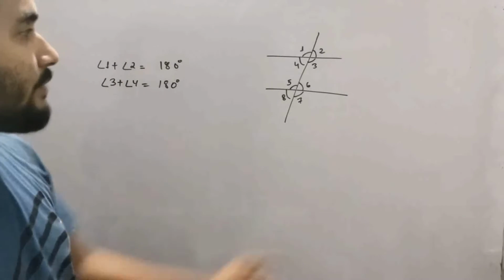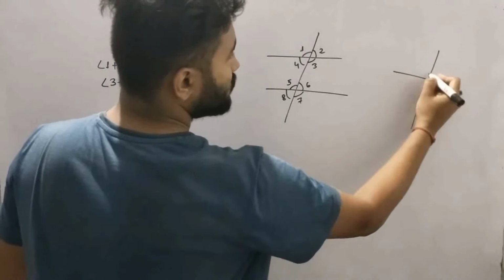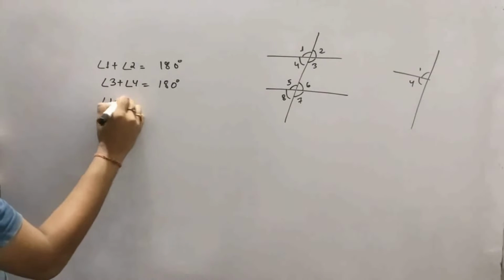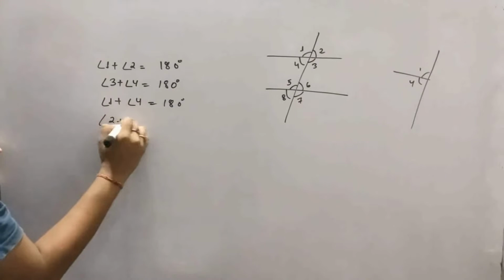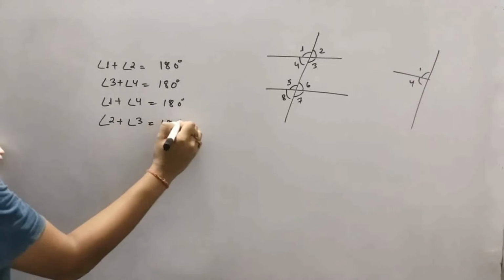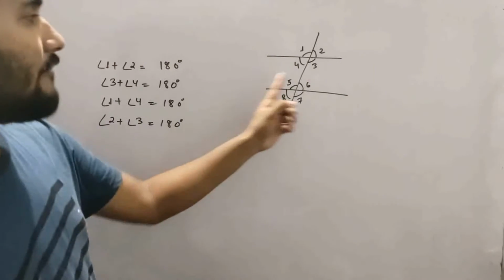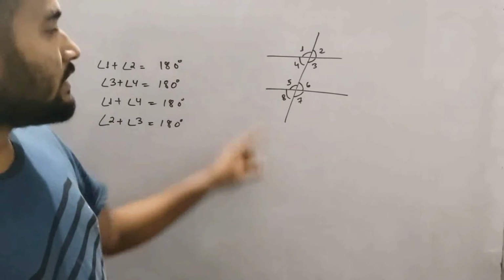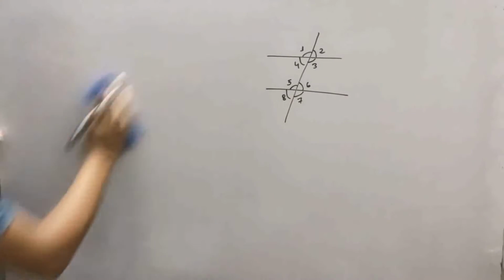1 plus 4 will be what? Again, this is a straight line. Again, this is a straight line. So like that, 1 plus 4 will be 180 degrees. Angle 1 plus angle 4 is also 180 degrees. In the same way, angle 2 plus angle 3 will also be 180 degrees. So these are our linear pairs. Same way, 5 plus 6, 180. 6 plus 7, 180. 7 plus 8, 180. 8 plus 5 is also 180. These all are our linear pairs. So understood? Which are vertically opposite, which are linear pairs.